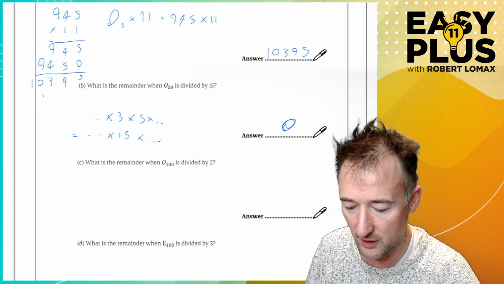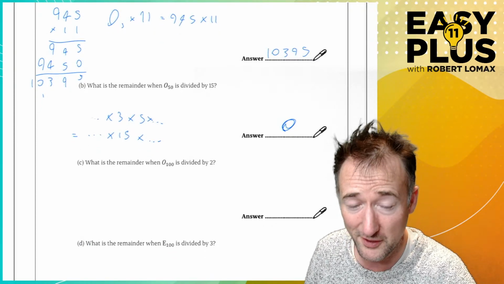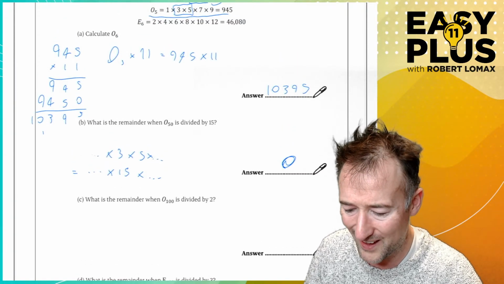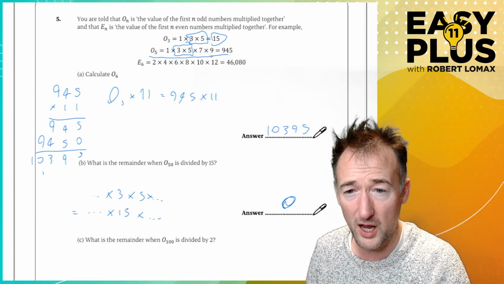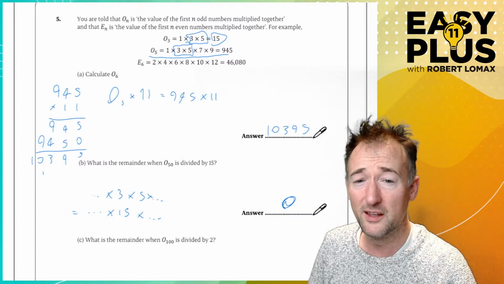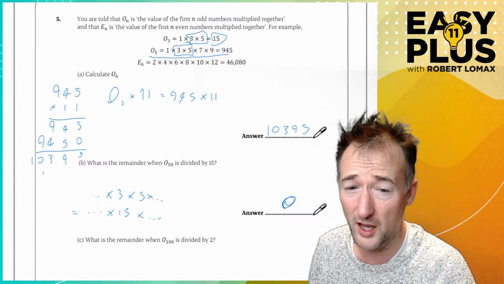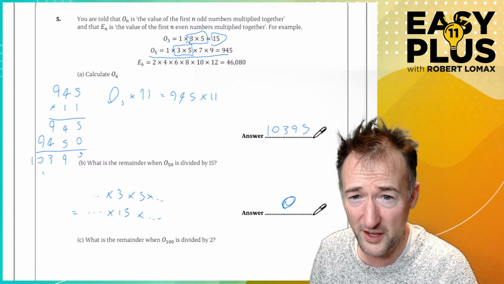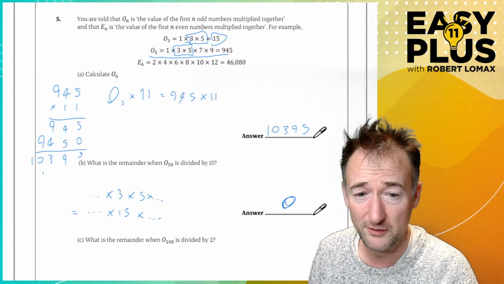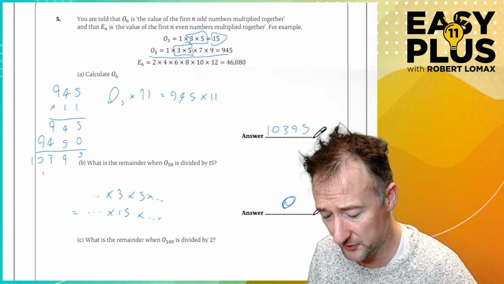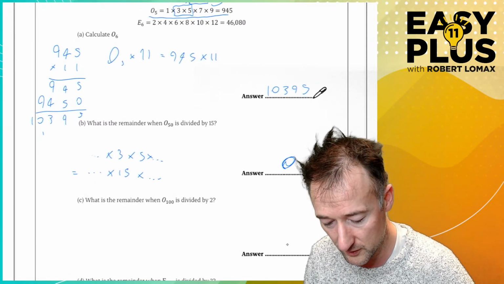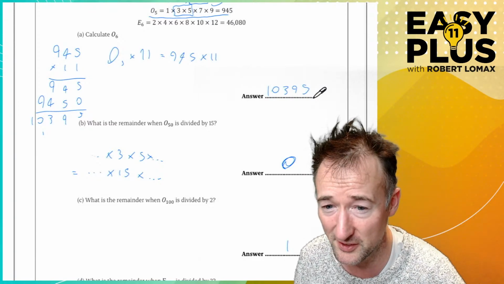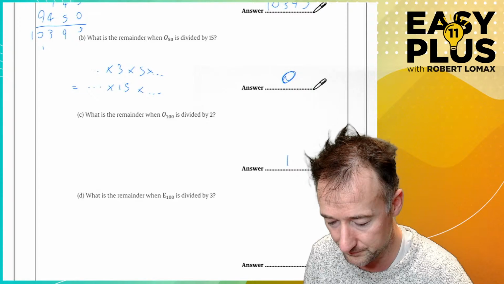What's the remainder when 100 is divided by 2? Well, anything which is timesing odd numbers together is going to be odd. An odd times an odd is an odd. So the answer is always going to be odd. And what's the remainder when you divide an odd number by 2? Of course, it's 1. I'm not even going to bother to write working for that. That's just testing your understanding that this is an odd number.